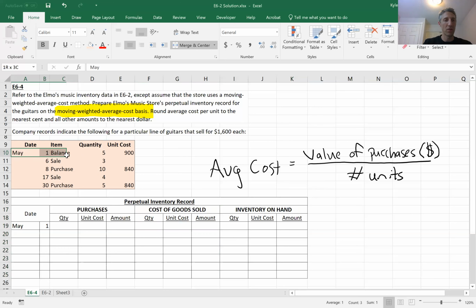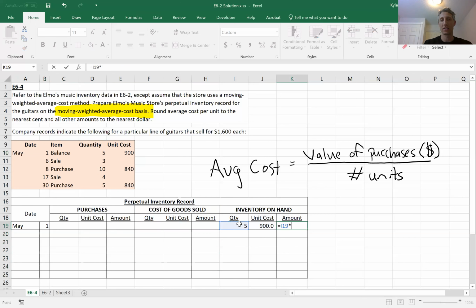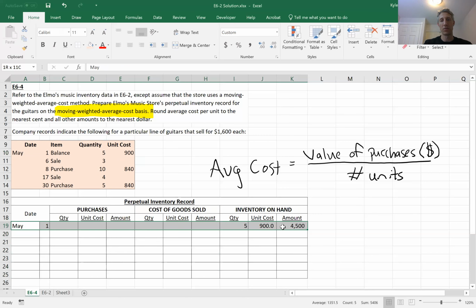So going up to May 1st, this is what we currently have on hand. This is our beginning inventory balance. We currently have 5 units. The unit cost is 900, which means our inventory asset balance as of May 1st is $4,500. That's what we would be reporting as a current asset of inventory on our balance sheet as of May 1st. It's the prior period's ending balance.